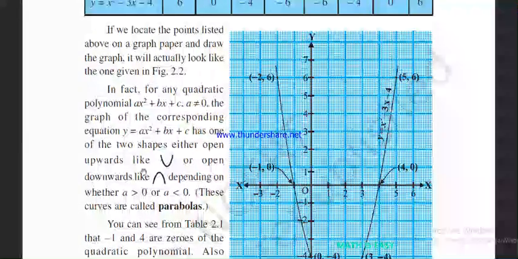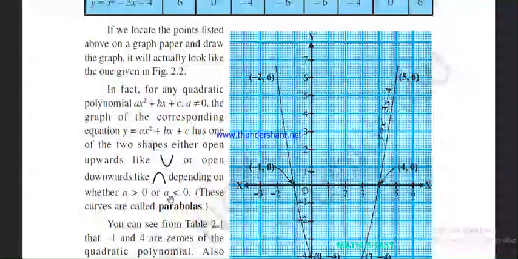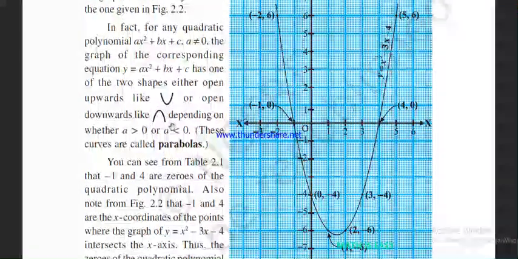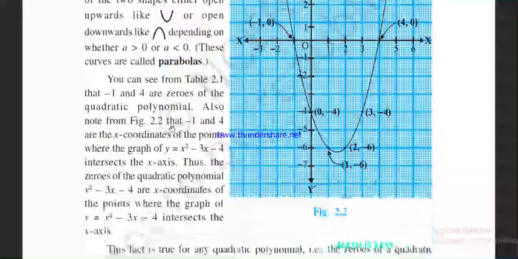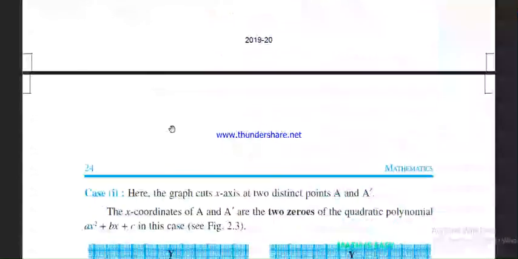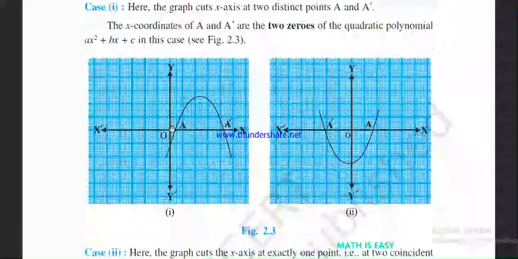If the coefficient of x square is positive, my parabola is going to be upward, which means it will go upward. This side it will go up, and this side also it will be extended. And when the coefficient of x square is negative, my graph is going to be downward. The parabola will be reversed, 180-degree reverse.